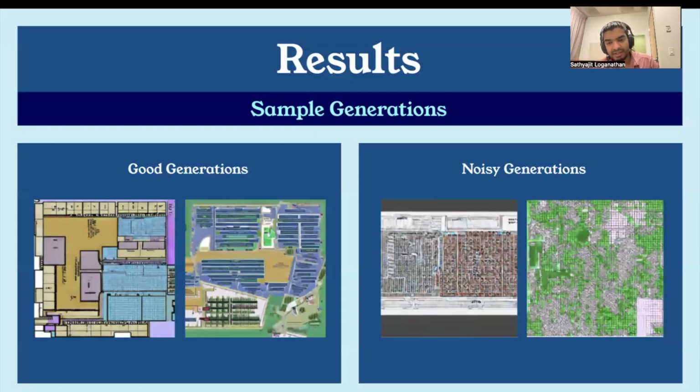On the right side, as you can see, there are some noisy generations. We can see that the image is not clear enough. It's still unrefined. So these are some bad examples that are filtered out, so we'll have to manually filter them out. But there are still good generations around.